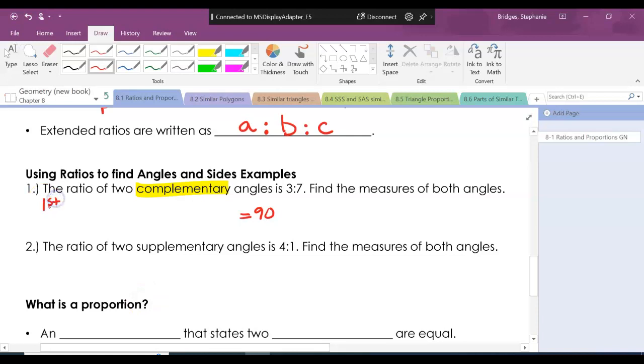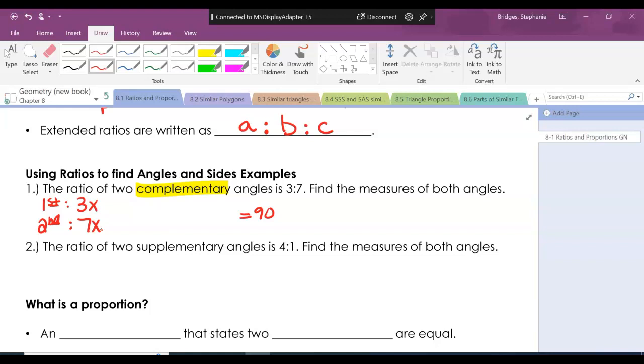So this is what I'm going to do. For my first angle, it's going to be 3 times whatever I reduced it by. I just don't know what that is. So it's going to be 3 times X. For my second angle, it is going to be 7 times whatever I reduced it by, which is also 7X. Every time you're given a ratio like this, you're going to put X next to the number. Okay, 3 times whatever the ratio is, you're going to multiply each one of the numbers by X.